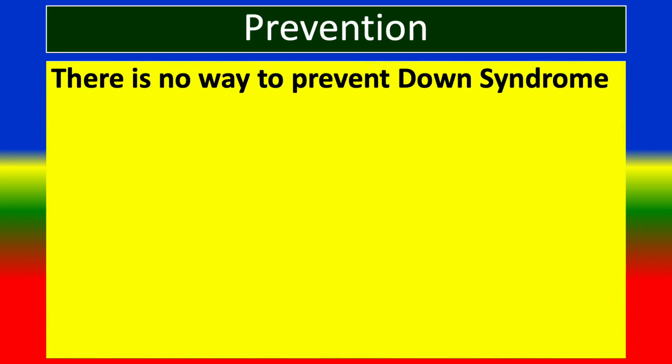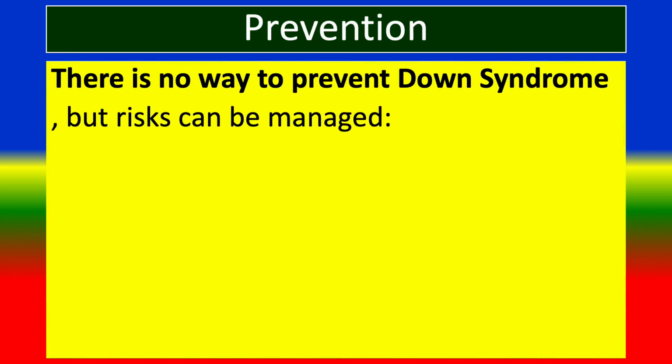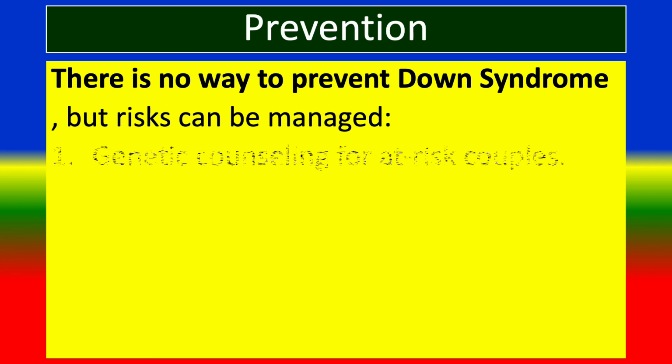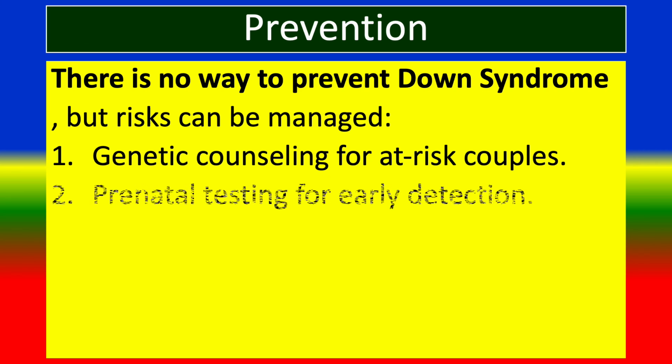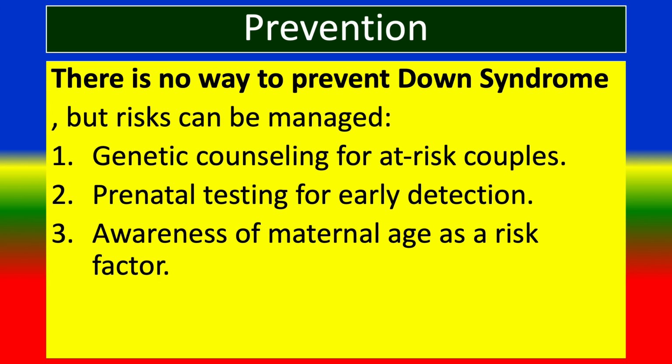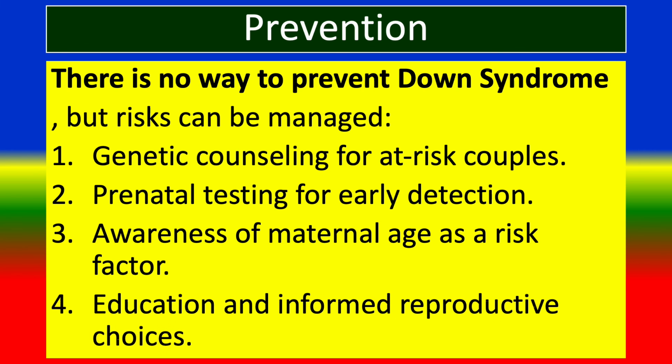Prevention. There is no way to prevent Down syndrome, but risk can be managed. 1. Genetic counseling for at-risk couples. 2. Prenatal testing for early detection. 3. Awareness of maternal age as a risk factor. 4. Education and informed reproductive choices.